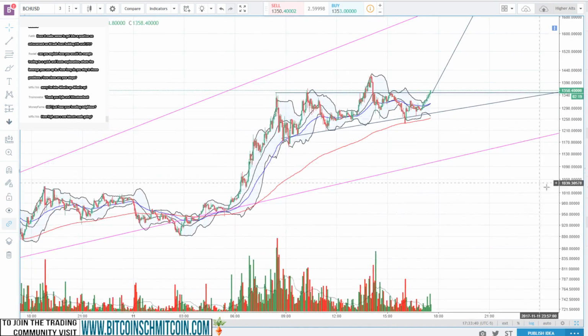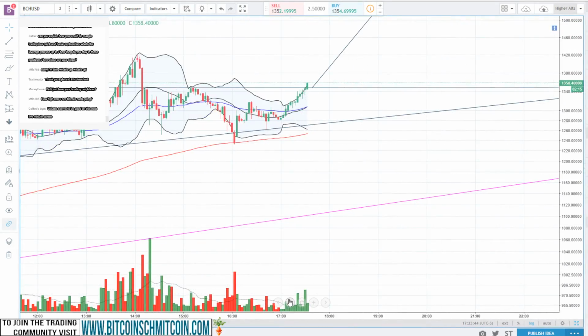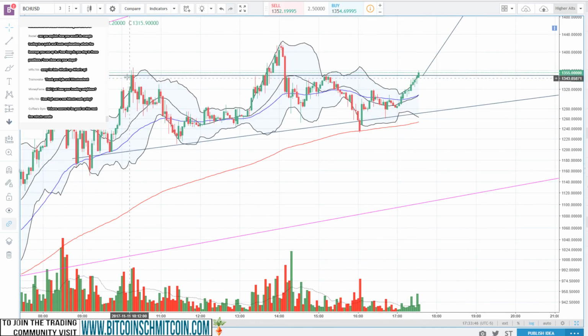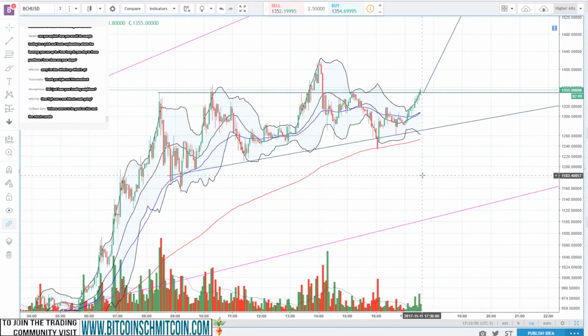Nice. Okay, so right on cue, we're seeing a breakthrough on the 3-minute, a nice expansion of volume. We broke through this resistance level. Yeah, this looks really good now.